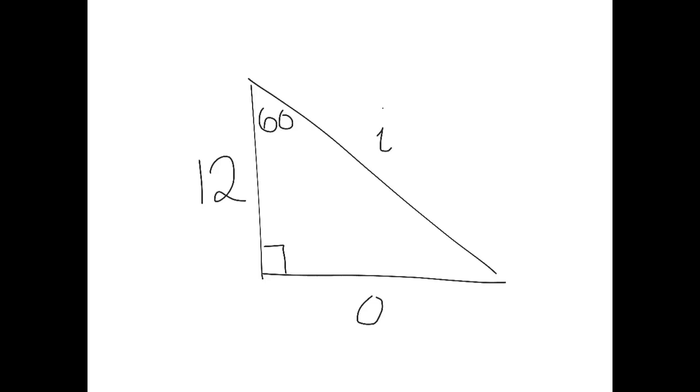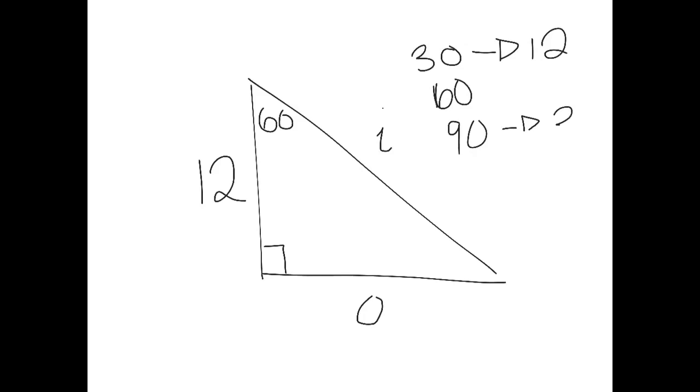Okay, let's write down everything you know. So 12 is across from 30. And you know that 2x is across from 90, so that would be 24. And x radical 3 is across from 60, so that would be 12 radical 3. So o would be 12 radical 3, and i would be 24.